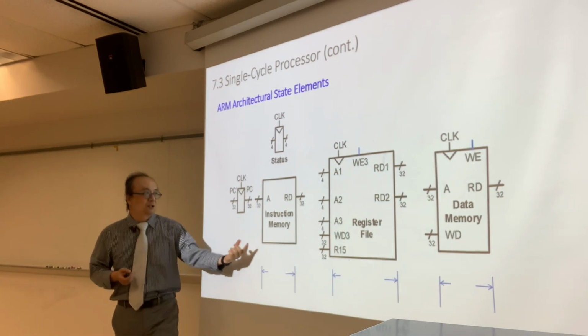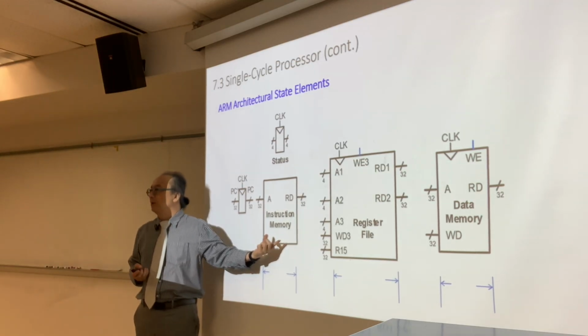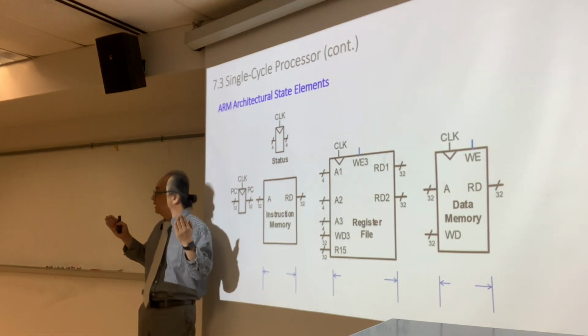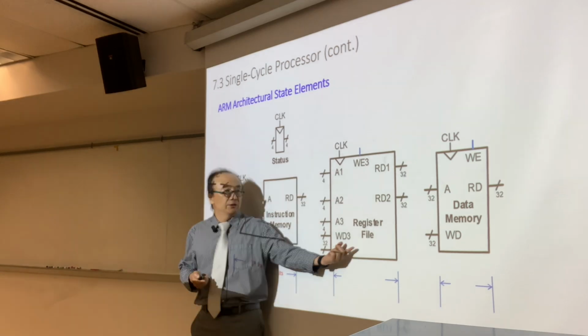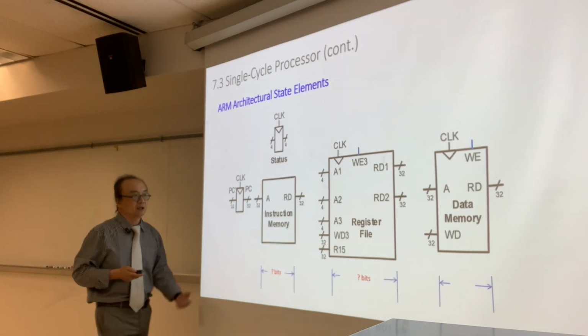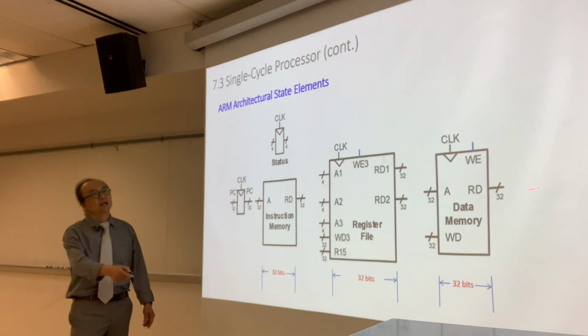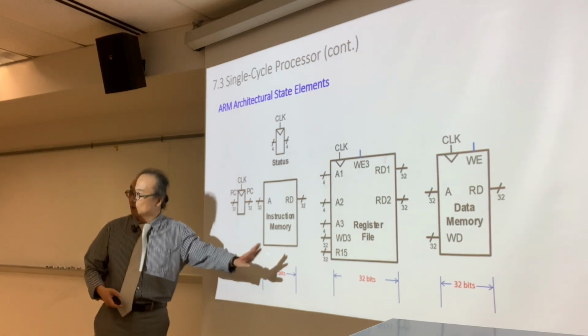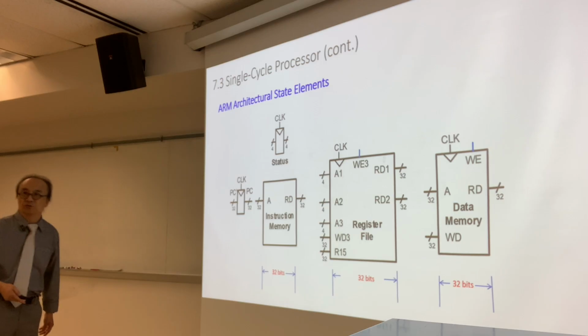What's the length of this instruction memory? How many bits is each instruction? 32 bits. The registers, how many bits? 32 bits. And the data memory, main memory as well, is 32-bit, all 4 bytes.